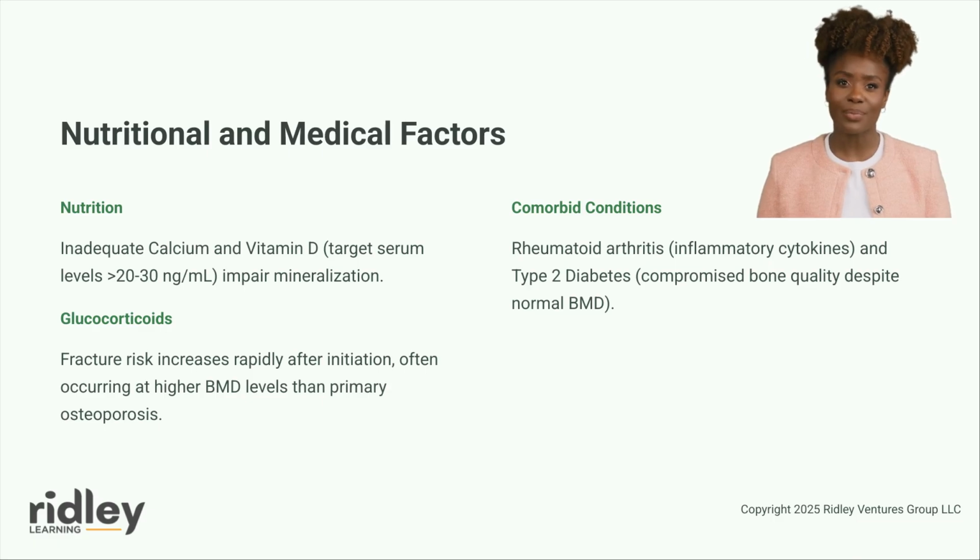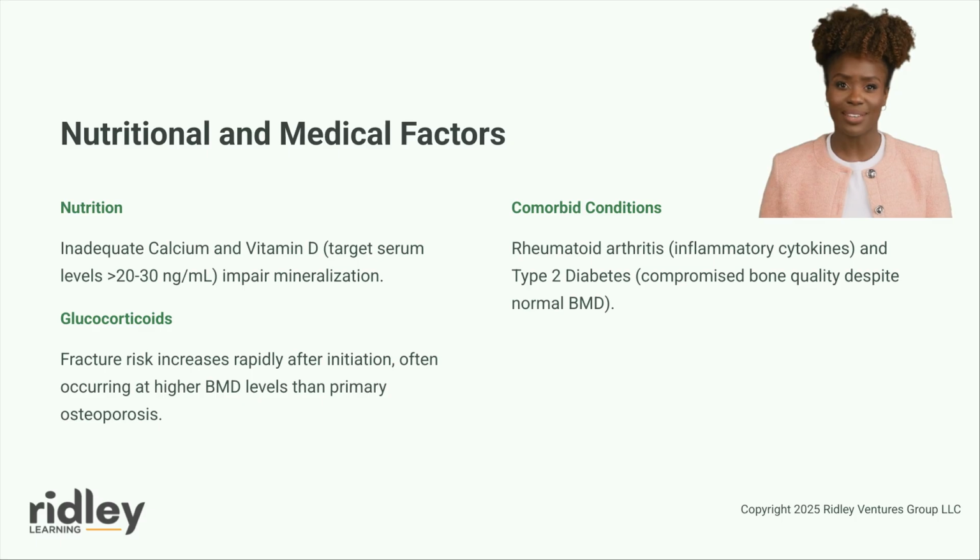While the optimal serum 25-hydroxyvitamin D concentration for bone health remains debated, most guidelines recommend maintaining levels above 20 to 30 nanograms per milliliter, with supplementation as needed to achieve this target in individuals with inadequate dietary intake or limited sun exposure. Several medical conditions and medications are associated with secondary osteoporosis and elevated fracture risk.